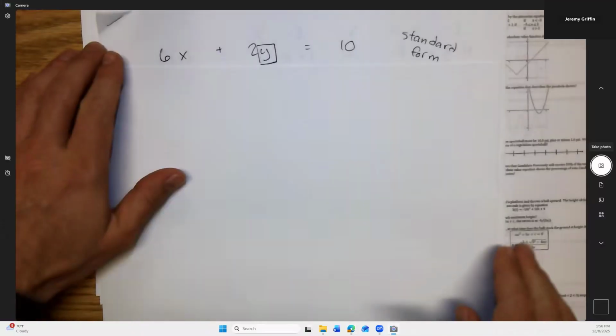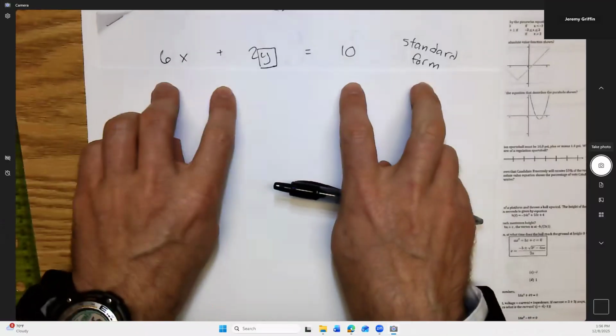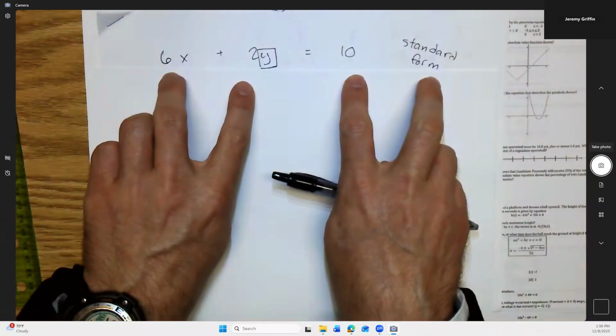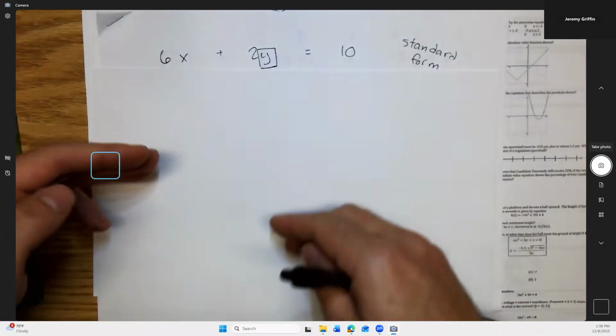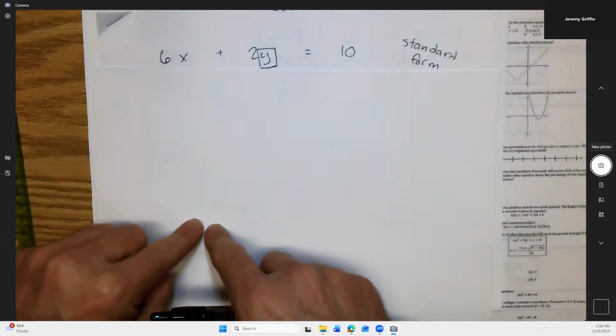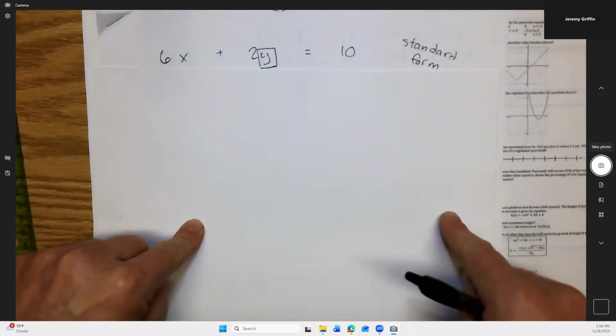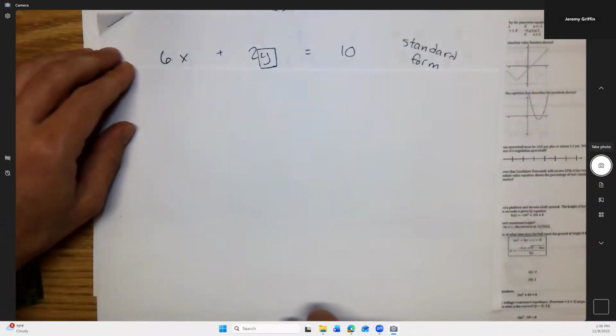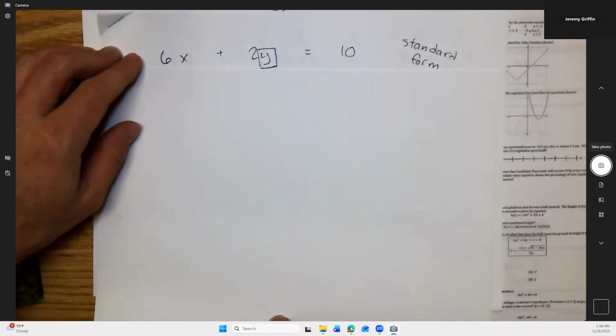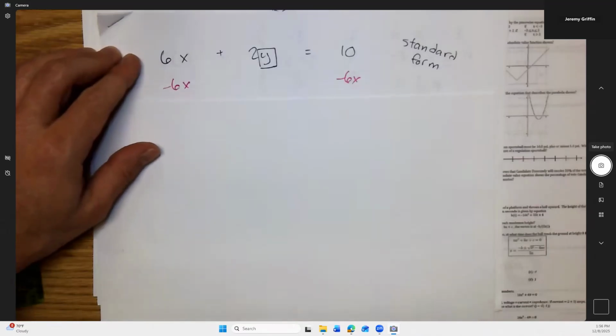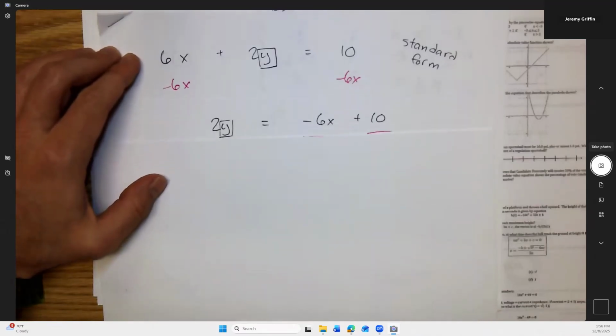Okay, so here's what I gave you in standard form. You have something x plus something y equals something. That's called standard form. Now, slope-intercept form is, I want to do a series of steps where at the very end I get y equals something, as in y equals mx plus b. So guys, should I subtract off the 6x from both sides? Subtract off the 6x. Okay, that makes it look like that.